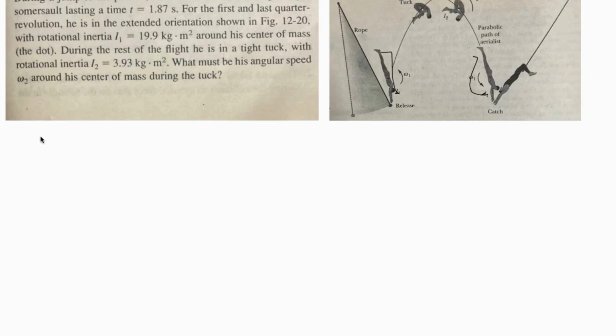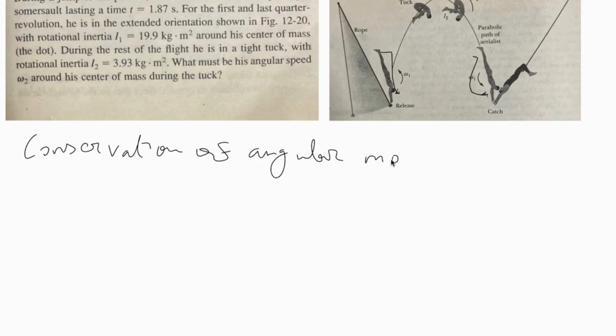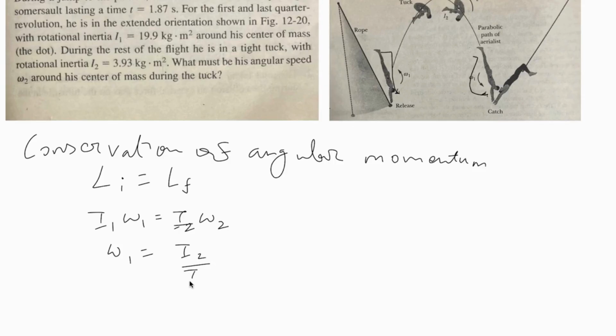The first and foremost thing is that we should apply conservation of angular momentum. We know that initial angular momentum equals final angular momentum, and it is given by I1 omega 1 equals I2 omega 2, right? So from here I can say that omega 1 equals I2 by I1 into omega 2. This is the first equation that we are dealing with.